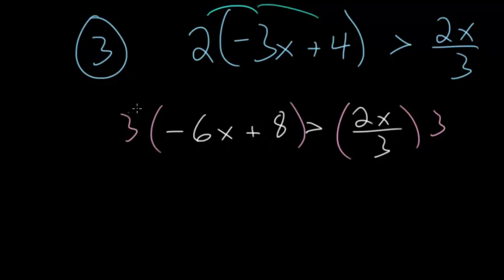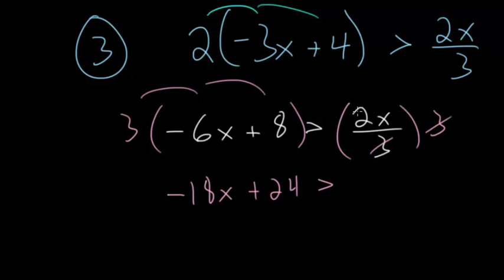So the first step I'm going to do is distribute this 3 to both of the terms on the left-hand side. So 3 times minus 6, I get minus 18x, and 3 times plus 8 would be plus 24. And on the right-hand side, I have this 3 divided by 3, which we know is 1. And 1 times 2x is just 2x. So the 3's essentially cancel each other out.